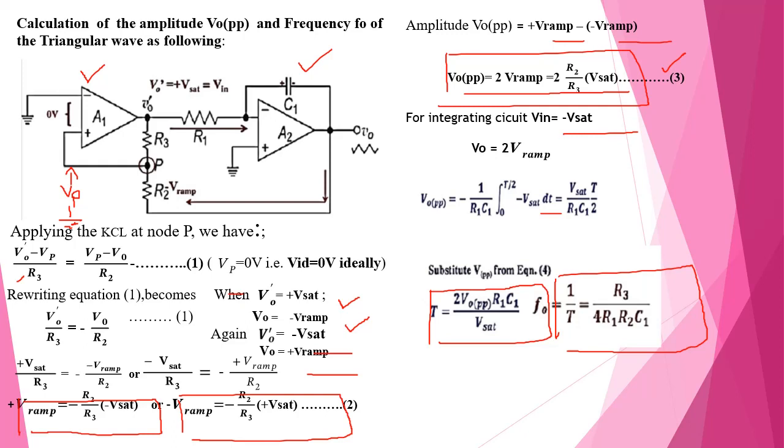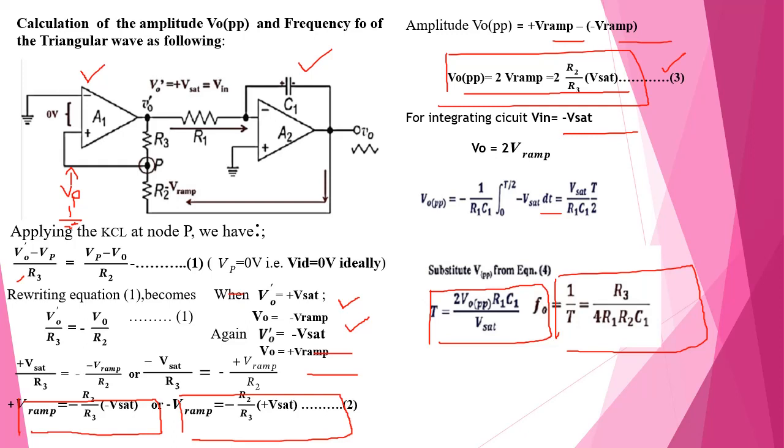And the amplitude of the output voltage peak to peak is plus V ramp minus minus V ramp. Therefore, total output voltage peak to peak is equal to 2 times V ramp. Then these values can be substituted here: 2 times R2 divided by R3 into V sat. That is equation number 3.